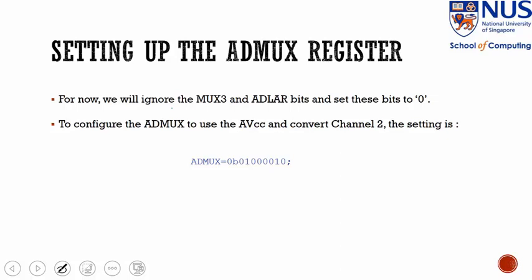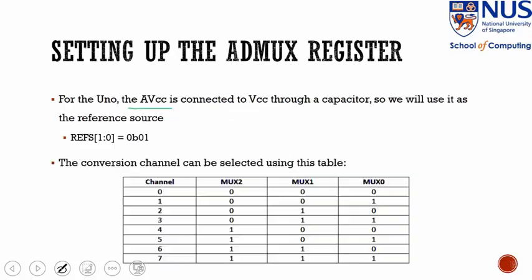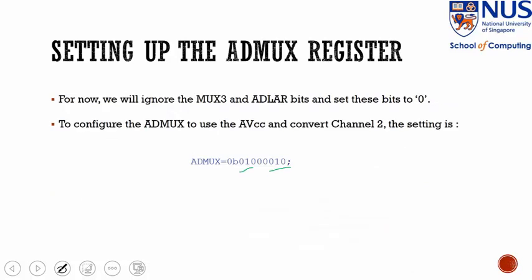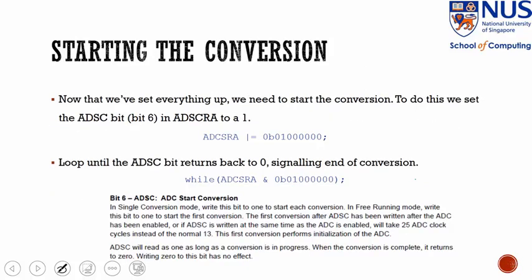So in order to use channel 2, we're going to select the last 3 bits as 0, 1, 0 here as channel 2. And the 0, 1 in front is to set the appropriate AVCC reference selection here. So these are the reference selection and these are the multiplexer settings here. Once all that is set up, we can start the conversion.